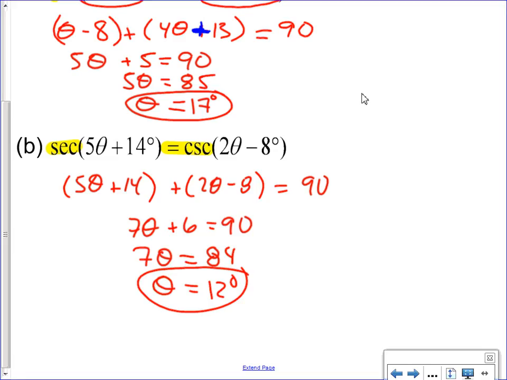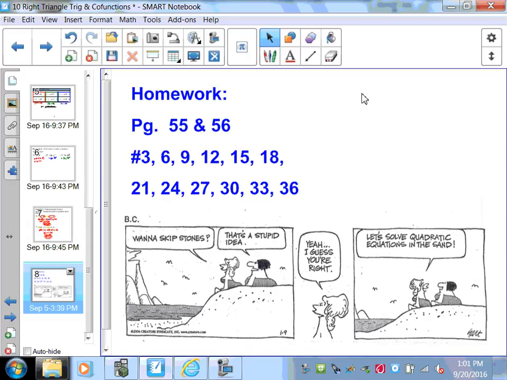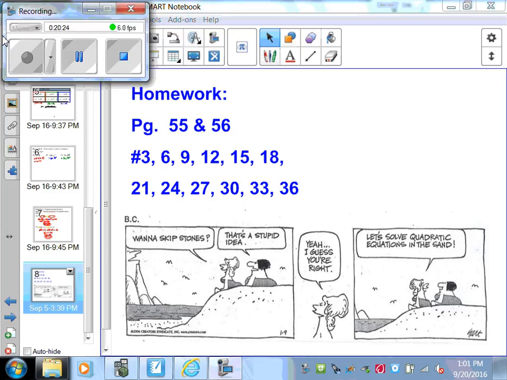You can do this. It is really this simple. If you have any questions, make sure you ask. The assignment for tonight should be on your paper, 3 to 36. For cofunctions, the angles will equal 90. The cofunctions that equal each other are sine and cosine, tangent and cotangent, secant and cosecant.